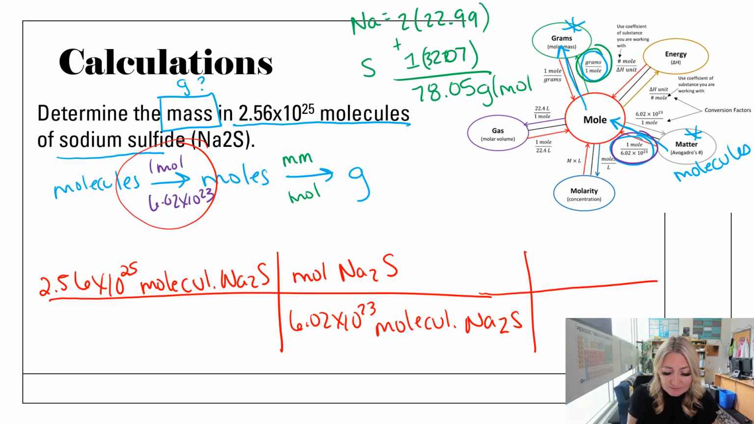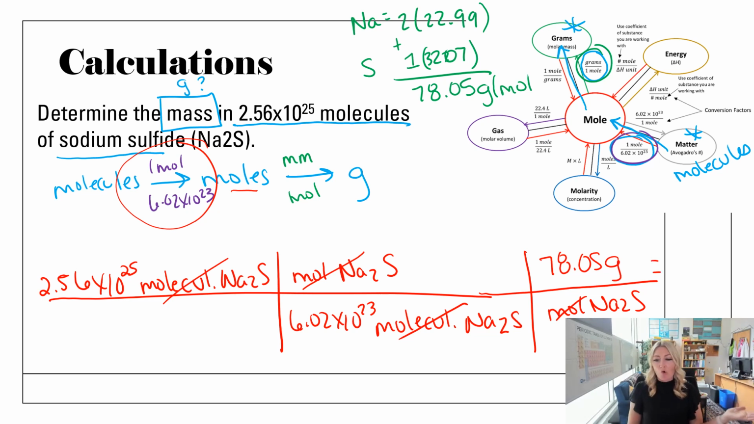All right, finally, we are in moles. We're going to use that molar mass. So I'm going to put moles of sodium sulfide on the bottom because I want to cancel moles like I canceled molecules. And I'm going to put the molar mass that I calculated, 78.05 grams per mole. Multiply across the top, multiply across the bottom, divide the top by the bottom. Do not round until the very end.